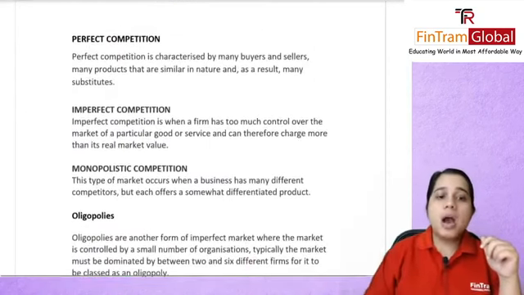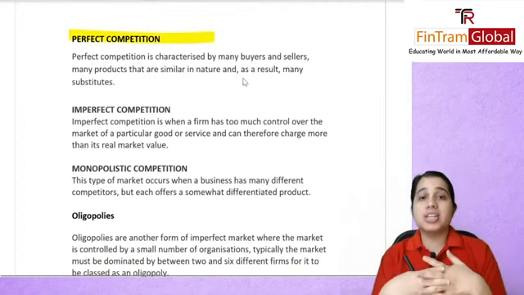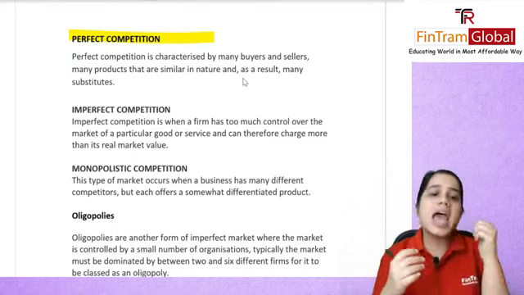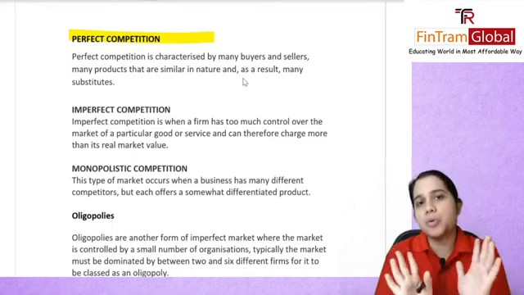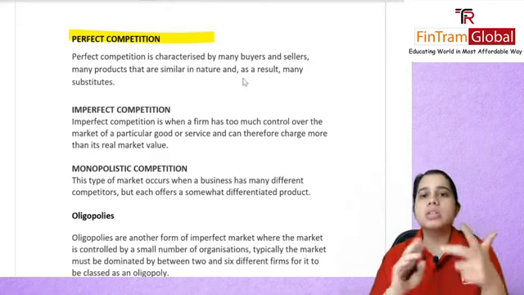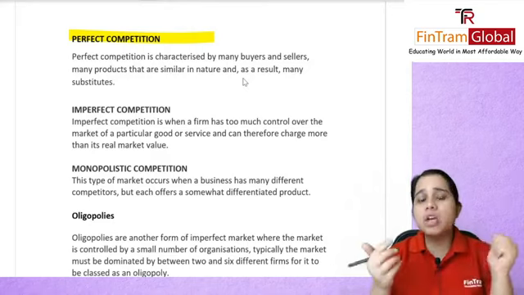Then we talked about perfect competition. This is basically categorized by many buyers and sellers, and they are selling similar products, that is, substitutes. You could be selling butter and margarine, they are substitutes. You could be selling tea, coffee.